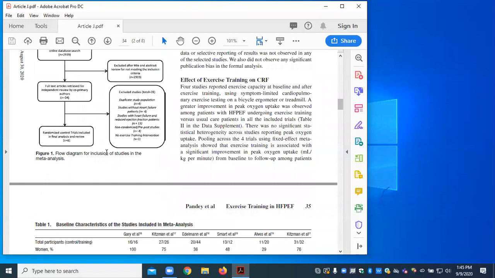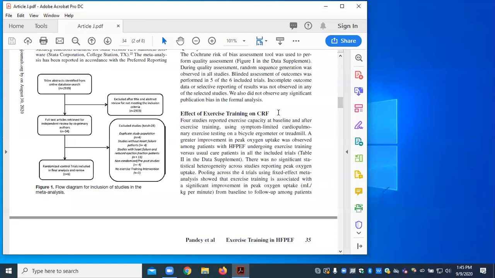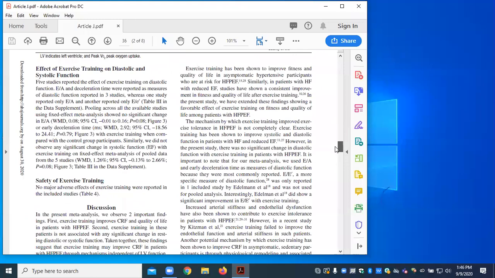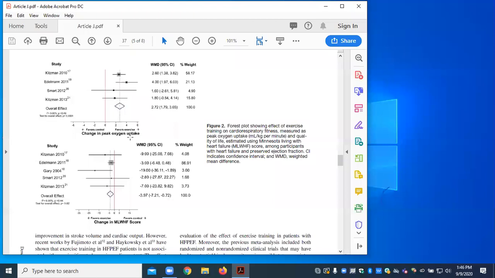And when you see this, they follow this diagram to choose the best articles, okay? They usually do this. And it shows what articles were included. And if you see this kind of thing, okay? The first one is a change in peak oxygen uptake, right? You see some kind of plot here. Do you see the plot? Yes, ma'am.